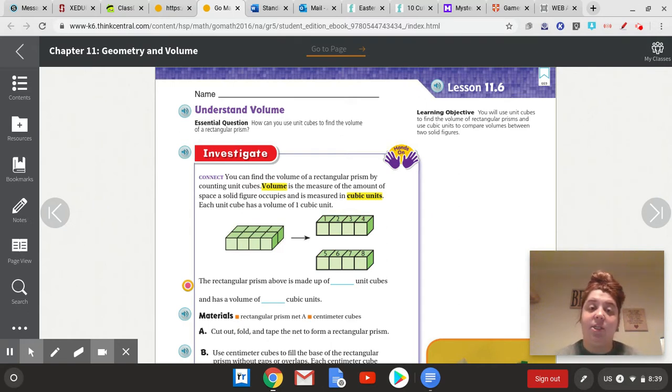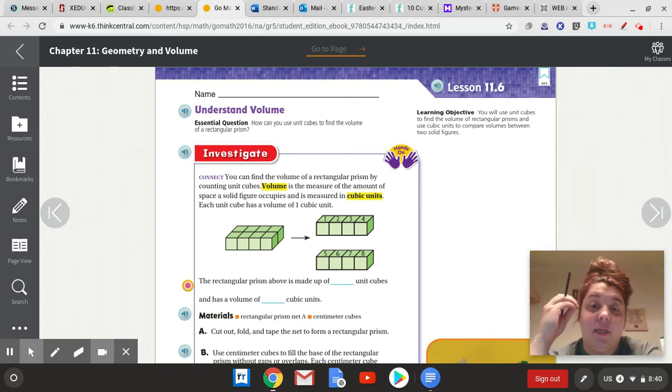At the top of the page, it says that you can find volume of a rectangular prism by counting unit cubes. So we're going to talk about the unit cubes today. Obviously, we're not using them, we don't have them, but we're just going to talk about them. We can see them right there on the page. And then later on, we'll talk about using volume as a formula. We're not going to be doing that today. That'll be one of the other days this week.